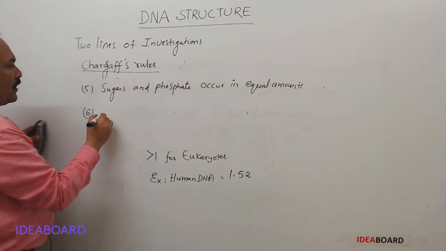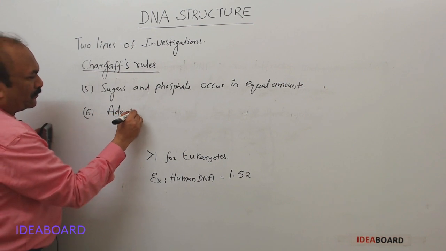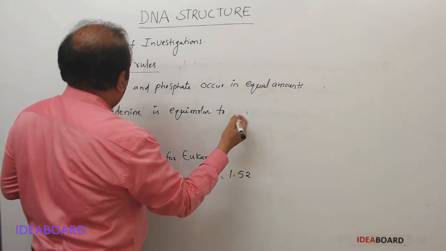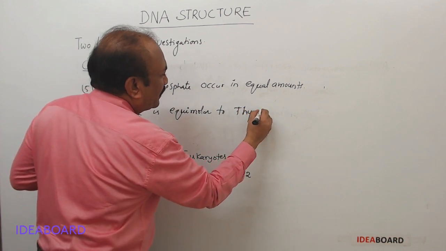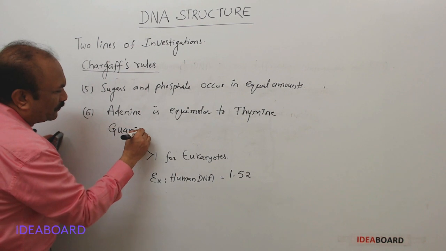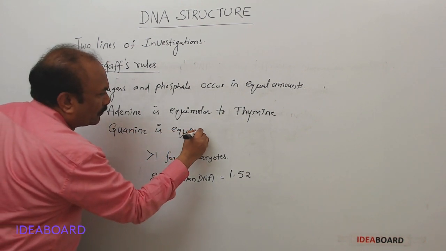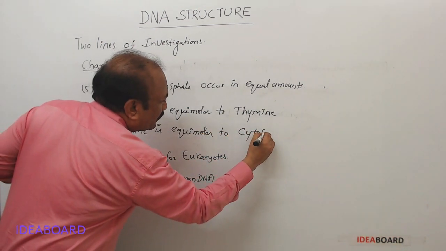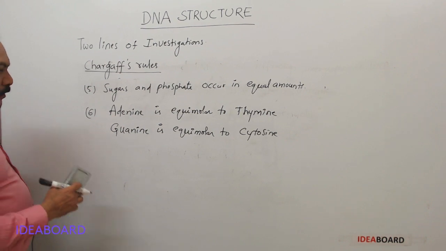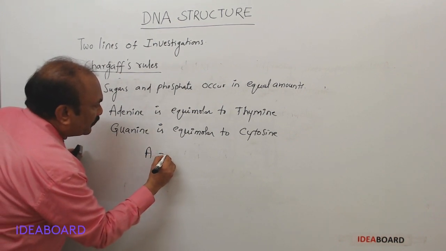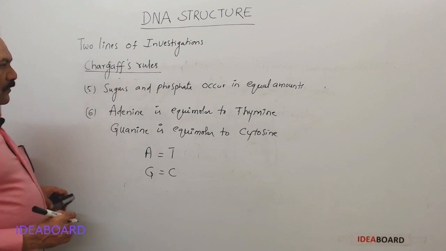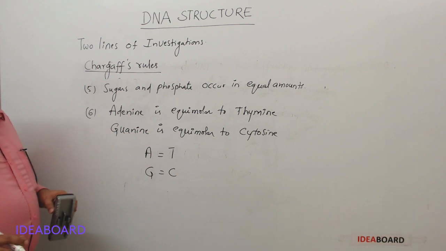And the sixth one: adenine is equimolar to thymine. In a similar way, guanine is equimolar to cytosine. We can represent this as A is equal to T, and G is equal to C. These are Chargaff's rules.